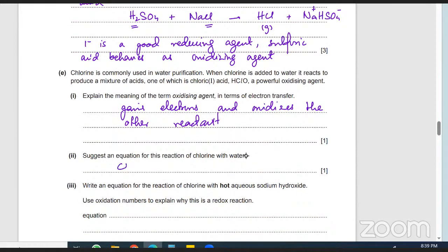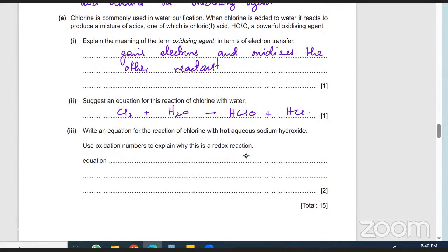Suggest an equation for the reaction of chlorine with water. What are the two products when chlorine reacts with water? HClO. And besides this, chloric(I) acid plus what? HCl. Not H2, plus HCl. It makes two acids.